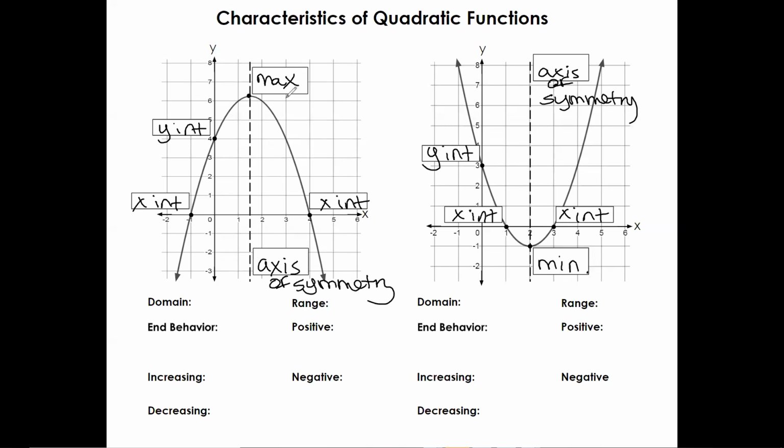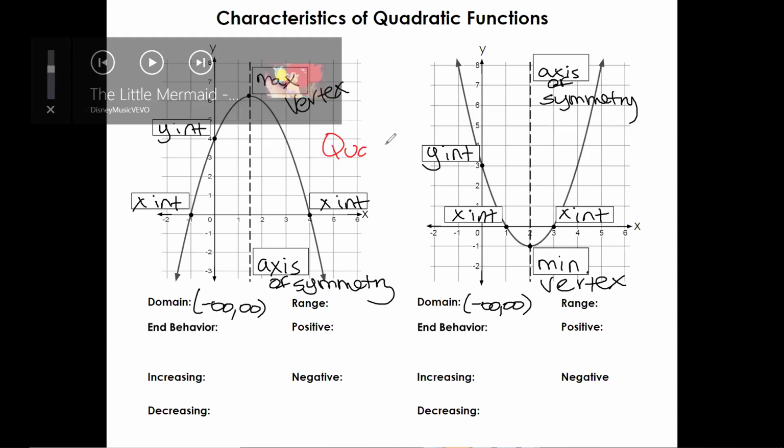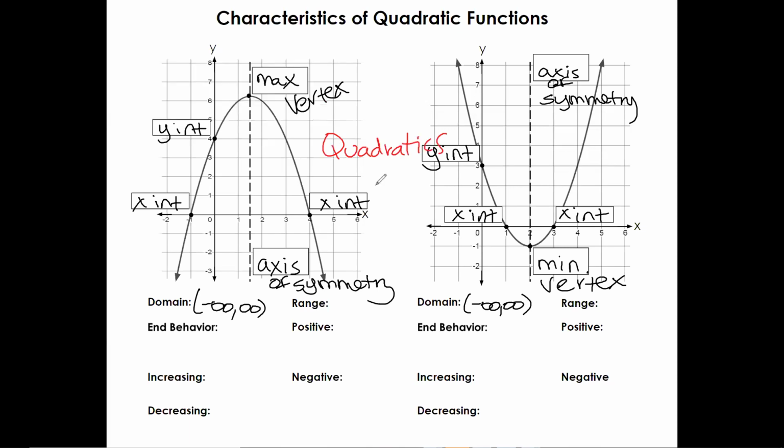Okay. And the max is also called the vertex, or the minimum is also called the vertex. So again, for domain, it's going to be negative infinity to positive infinity, always for quadratic. Just a reminder, we learned back in unit 1 that with quadratics, we knew it was a quadratic by the U shape. This is called the parabola.